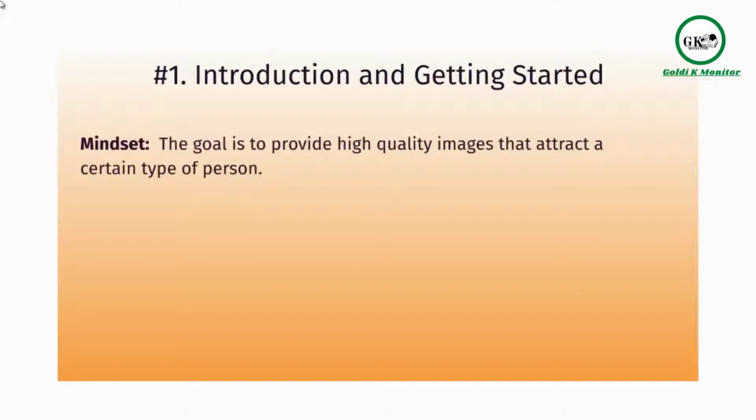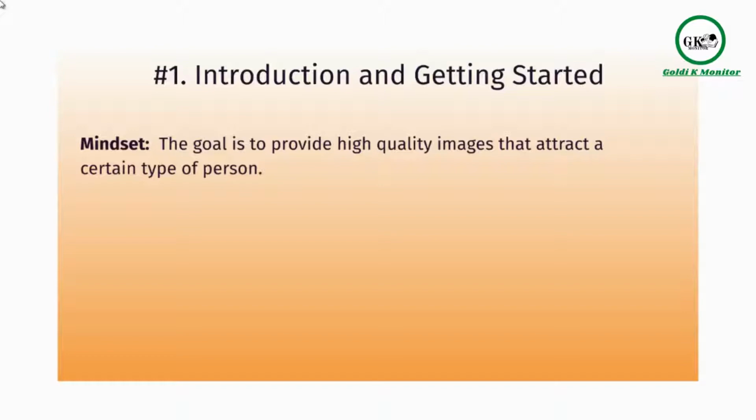First things first, I want to start with mindset. The goal here is not to game the system at all, because Google image search is very different than other searches like YouTube and the regular SERPs. You're going to have an image that shows up on Google image search, and people are going to click on the ones that best fit that keyword. So you want to make sure that you have a high quality image that attracts a certain type of person.